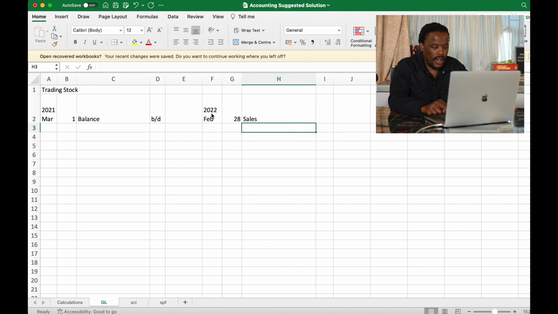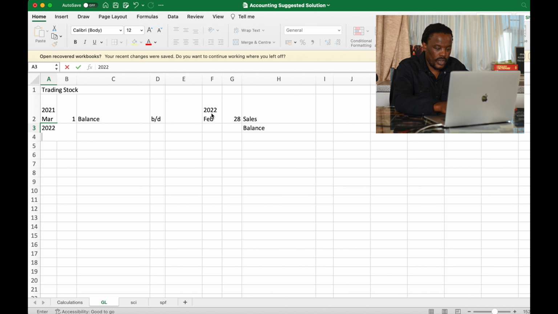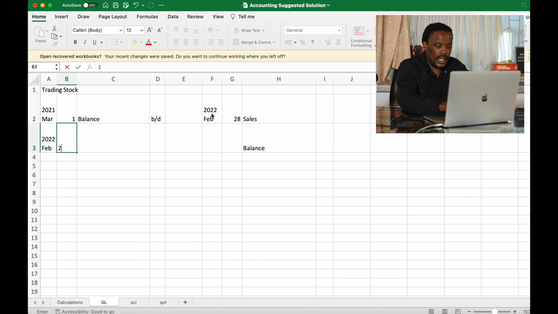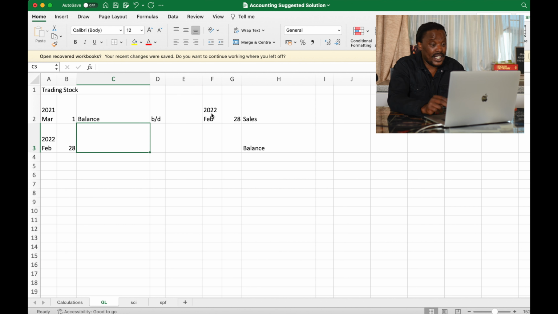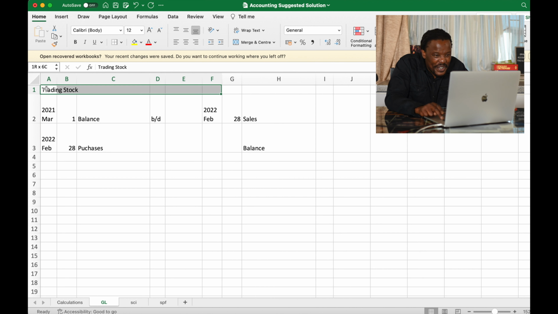And then we have balance, which is the closing balance. And then here, 2022 Feb 28 is for the sake of completeness and for the sake of your own understanding. You know it's an exam, so you want to be quick. They didn't ask you the T account, however I'm just showing you so that you understand how these things are done. And then we have purchases, and let me make it look professional like you.